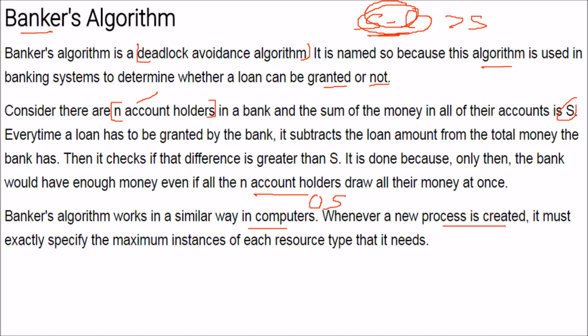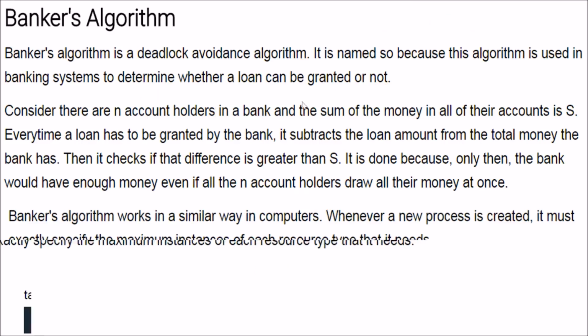When a new process is created, it must exactly specify the maximum instances of each resource type that it needs. Means if a process is there, it is going to say, I am going to use 2 of x, 3 of y and 5 of z. So now this is known. This has to be very clear.